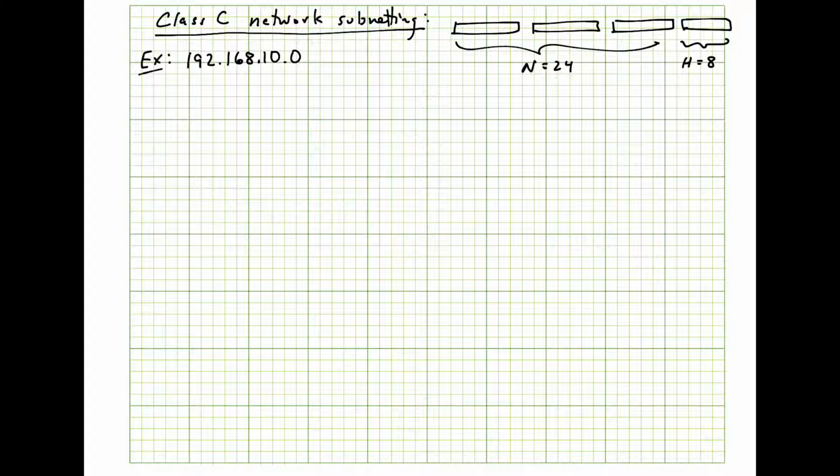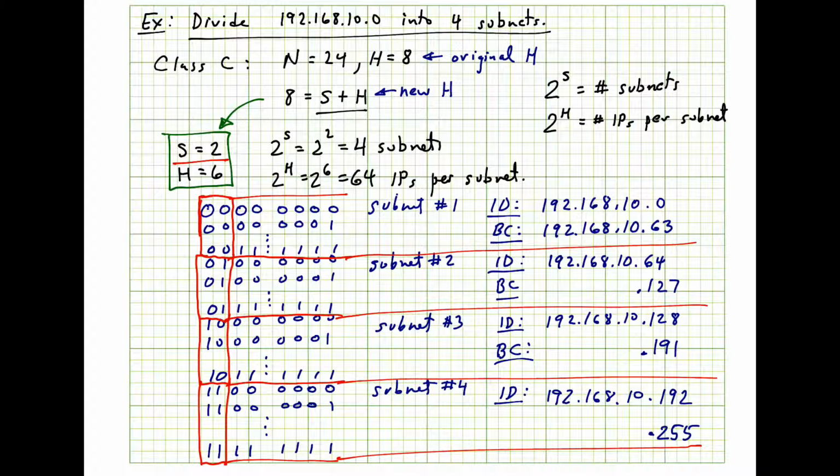What we're going to do is take some of these H bits and turn them into subnet bits. In the previous example, I took this Class C network and divided it into 4 subnets by setting S equal to 2 and H equals 6. So I take my original 8 host bits and divide them into 2 plus 6. In this case, 2 to the S is the number of subnets, and 2 to the H is the number of IPs per subnet.